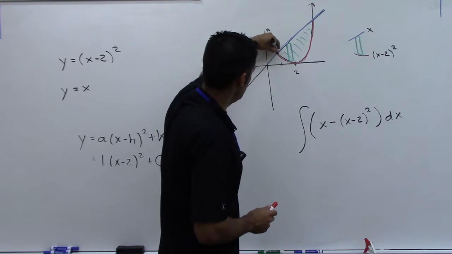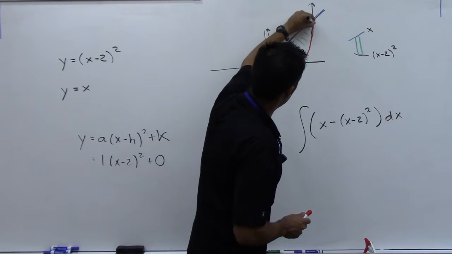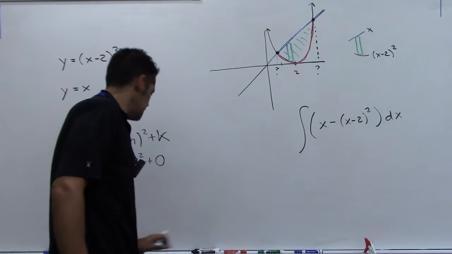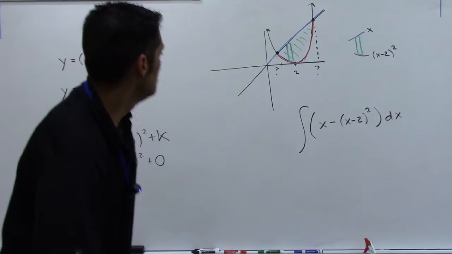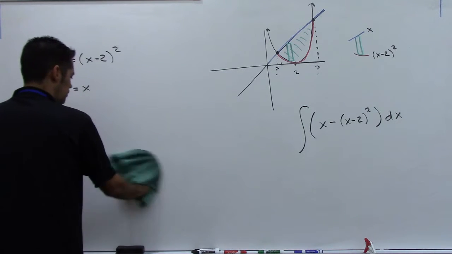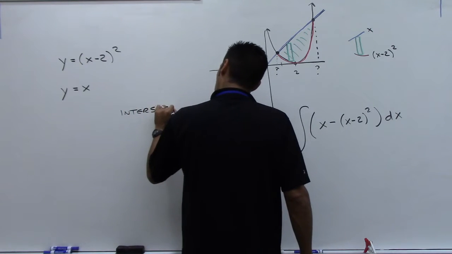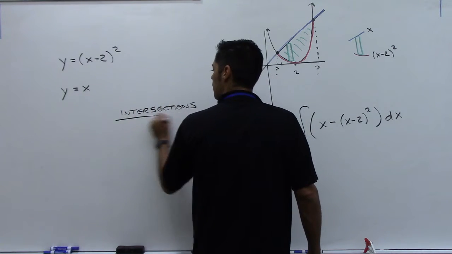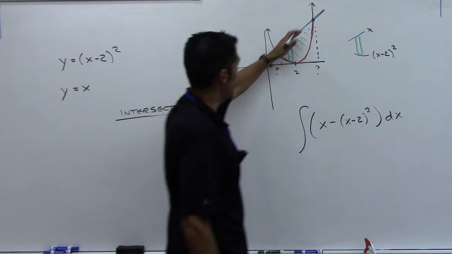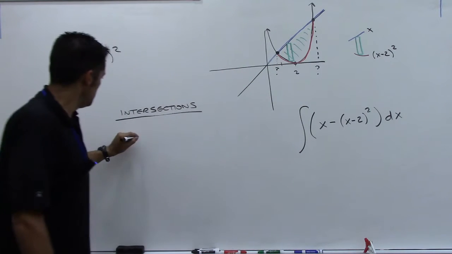So it starts here, some x value down here, and it stops here, which is some x value down here. I've got to figure those out. And in the previous problems, those were kind of given to us. So in order to figure out the intersections of those two graphs, what we do is we set the two curves equal to each other. I want to know when this x function is equal to the (x minus 2) squared function. So I just write that down.